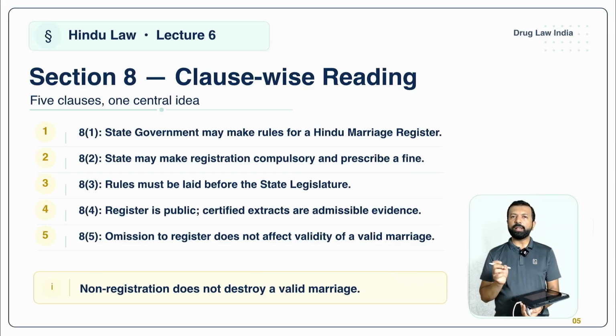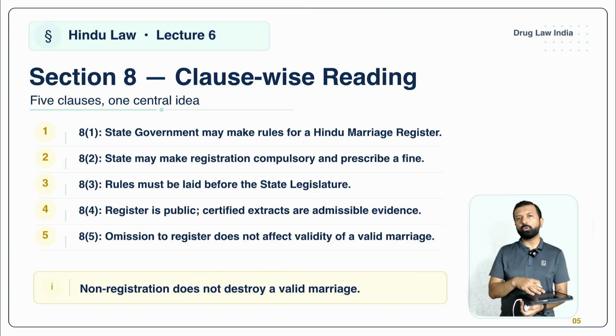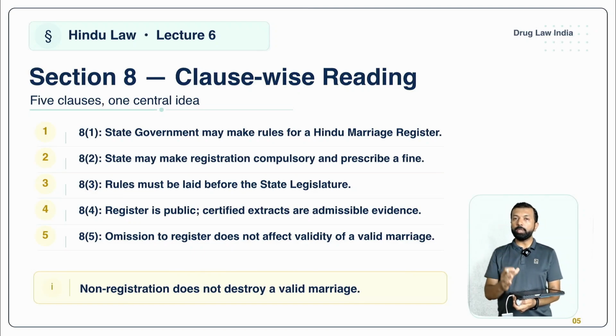It says that the validity of any Hindu marriage shall in no way be affected by the omission to make the entry. Means if someone has forgotten or has deliberately not issued a marriage certificate, it does not mean that the marriage does not exist. Non-registration will not destroy or invalidate a marriage.